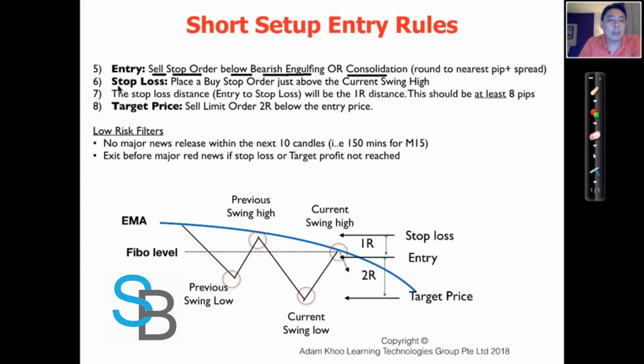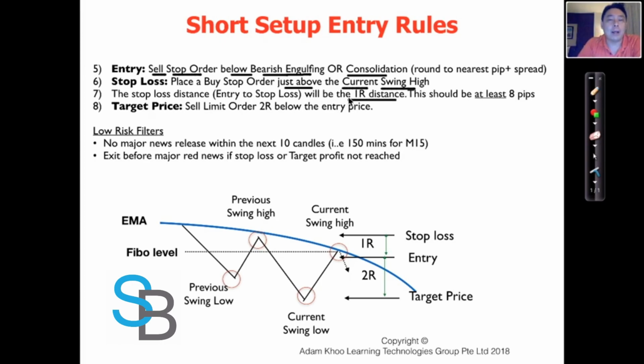Now at the same time as you place your entry order, you place a stop loss just above the current swing high. That means it's just above the bearish engulfing pattern or above the consolidation pattern. Right here, right above the current swing high. From the entry price to the stop loss, that would be known as the 1 R distance, and it should be at least 8 pips. If you don't have at least 8 pips, move your stop loss higher to get at least 8 pips.